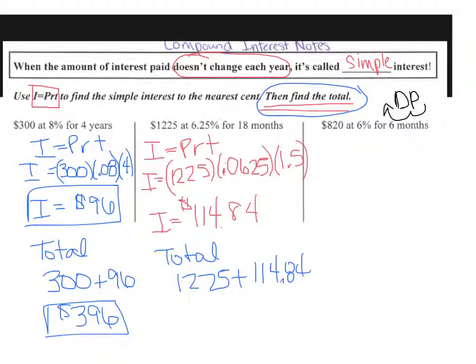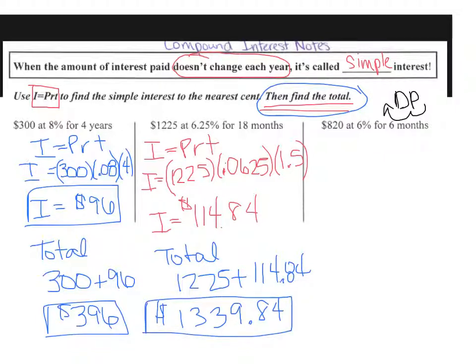When we add these together, we would get, 84 cents plus 0 is 84. In our ones place would be 9. 5 plus 4 is 9. Tens place, 2 plus 1 is 3. 2 plus 1 is 3, and 1. So we would have a total investment or loan of $1,339.84.